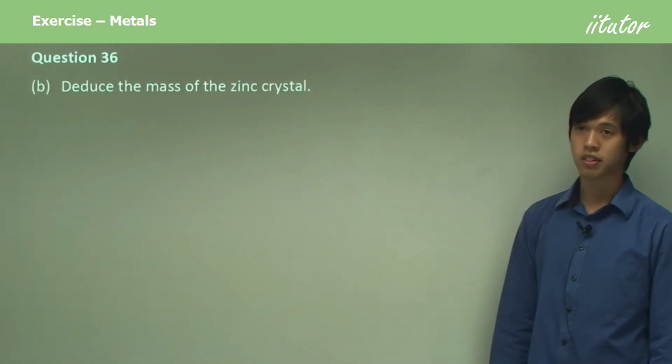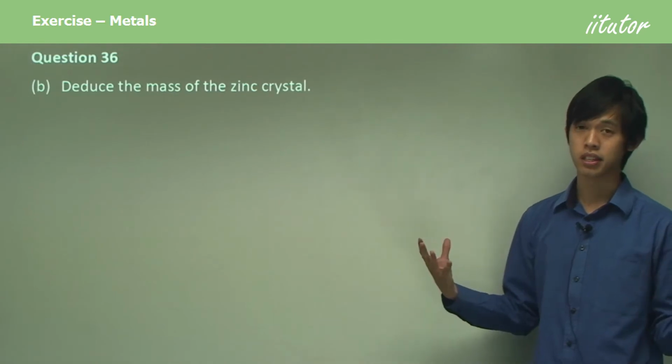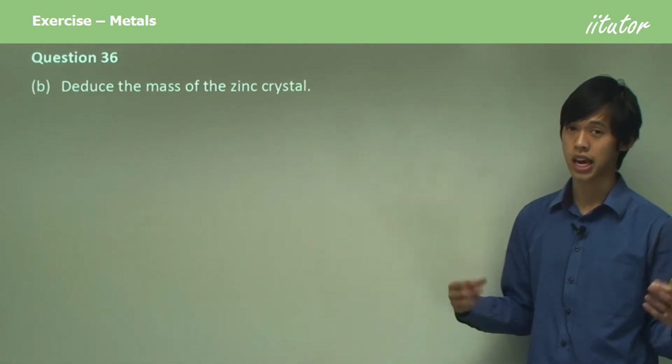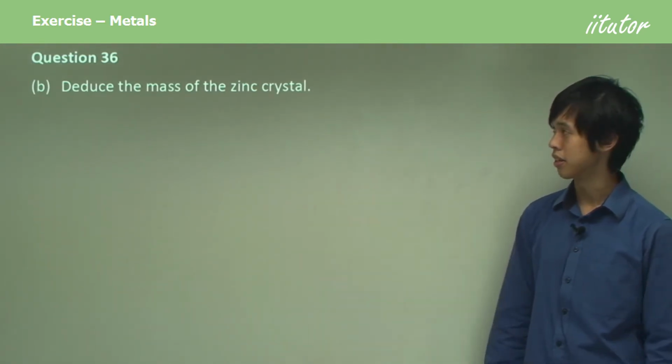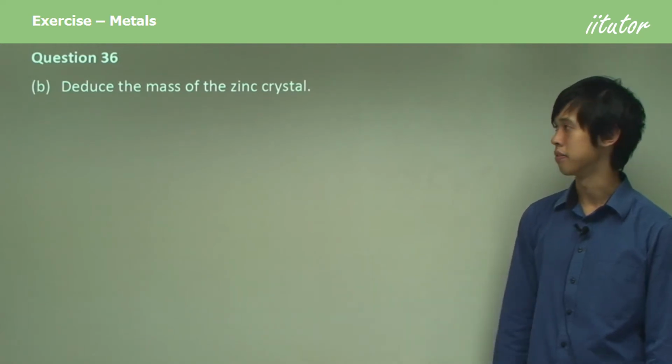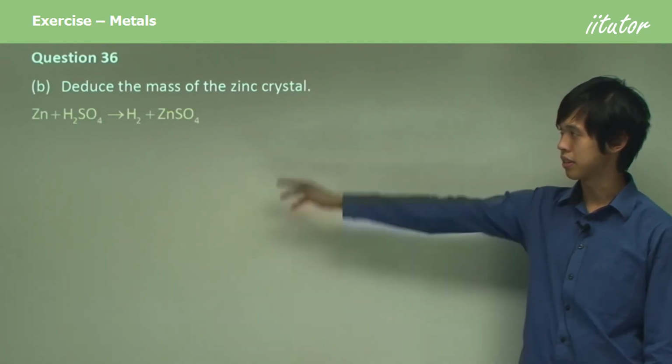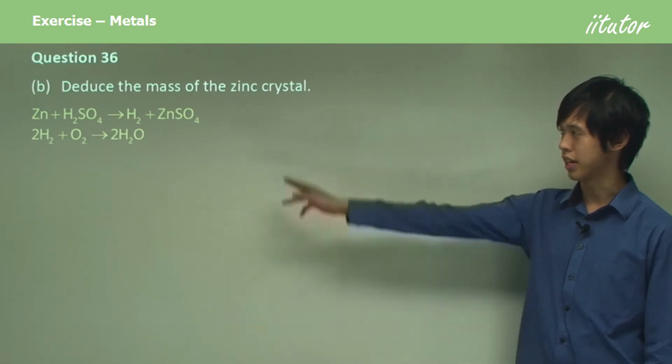So, deduce the mass of the zinc crystal. We had a lump of zinc, but we don't actually know how much of it was actually zinc. So we want to know the mass of the zinc inside that crystal. So we start with this reaction and this reaction.